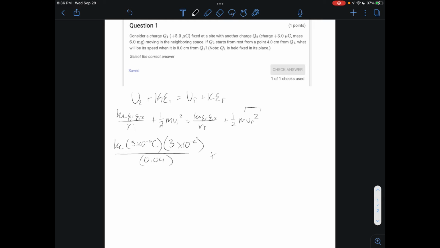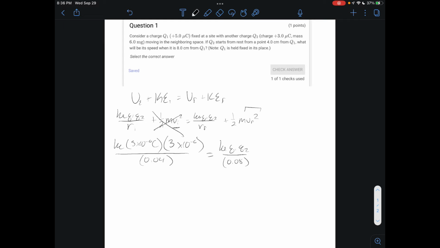And like I just said, we're starting from rest, so this initial velocity is going to be 0, making that whole term disappear. So now that's going to be equal to our final potential energy at the second point. So it's Ke Q1 Q2 over this final radius. I just didn't feel like plugging in the charges again. The final radius, though, is again in centimeters, so we're just going to convert that into meters real quick.